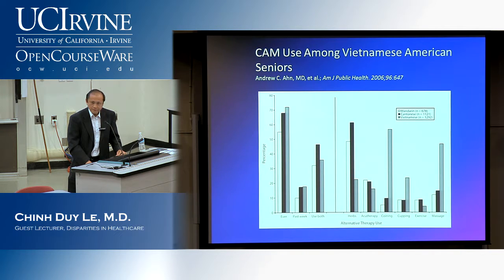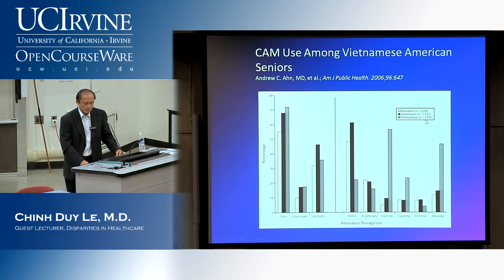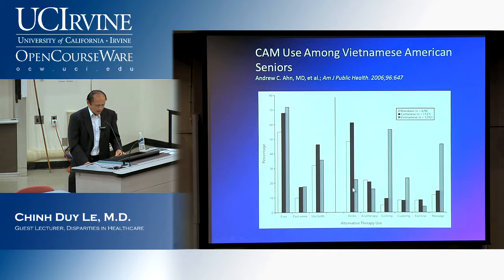This study showed that they interviewed a group of 1,200 Vietnamese and almost 1,800 Chinese people, and they checked to see if the patient had ever used alternative medicine. The incidence was more than 70% in Vietnamese people who have ever used one of the alternative medicines. Almost 20% of them used it recently, within the last week. The common complementary alternative medicines used are herbal medicine, acupuncture, coining, cupping, or massage. I will show you later.